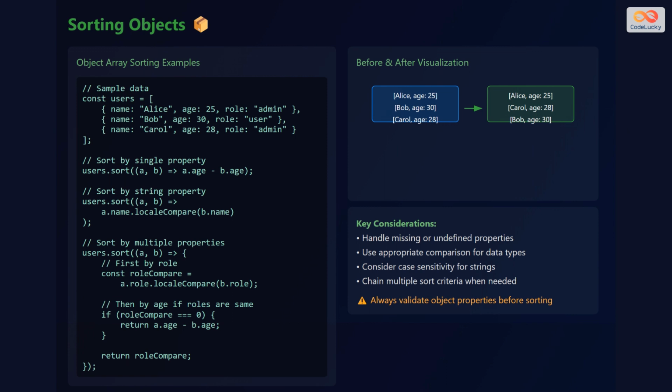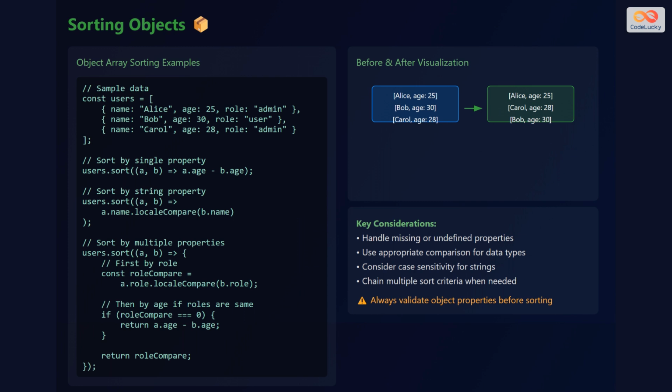Here are some examples of how to sort arrays of objects. We have a const users, which is an array of objects containing name, age, and role. The first sort method sorts by a single property, which is age. The next one sorts by string property, which is the name using localeCompare. And the final one sorts by multiple properties, first by role and then by age. The visualization here shows an original array and an array after sorting.